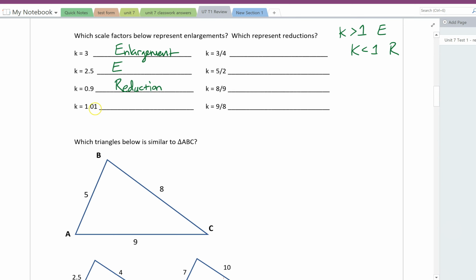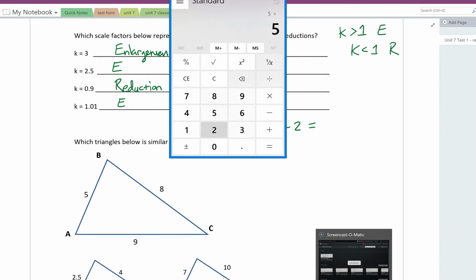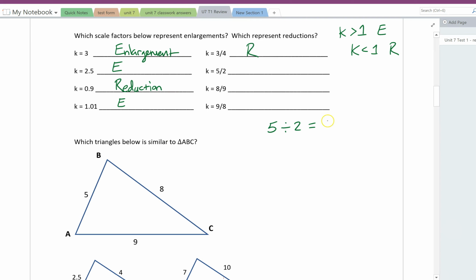Is 1.01 more than 1? Yes. So I have another enlargement. Is 3/4 greater than 1? No. So I'd have a reduction. 5/2. If you can't look at a fraction and tell right away whether it's an enlargement or a reduction, just get your calculator and divide the top number by the bottom number. So if I got a calculator out and I did 5 divided by 2, it would give me 2.5. And 2.5 is greater than 1. So I have an enlargement there.